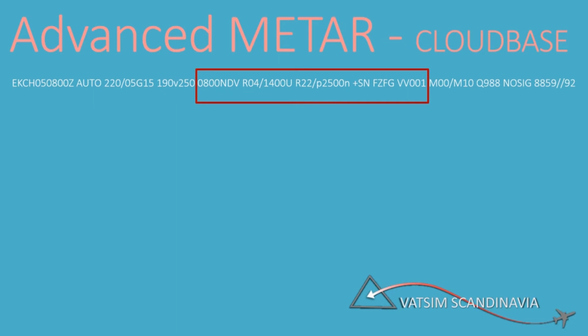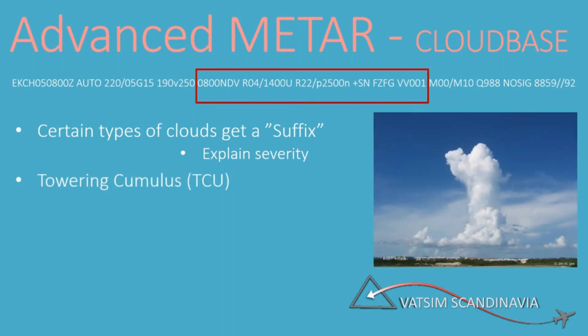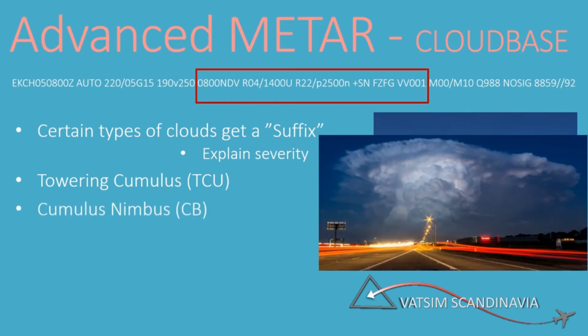Moving to the cloud base, there are variations as well. Most predominantly, certain types of clouds will get a suffix to explain the severity of the clouds. There are two different kinds. The first one is the towering cumulus, which is basically a big, high-going cumulus, or you have the biggest one, which is the cumulonimbus, marked like CB. It mainly looks like this in a METAR, having the suffix there at the end.